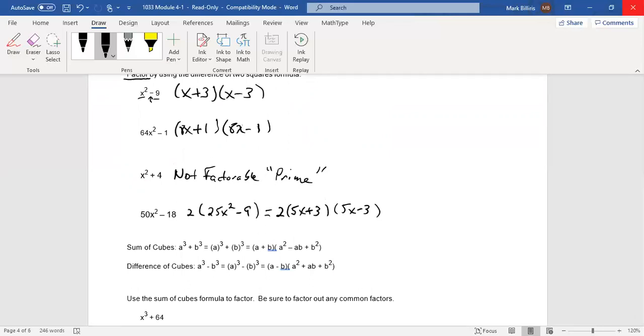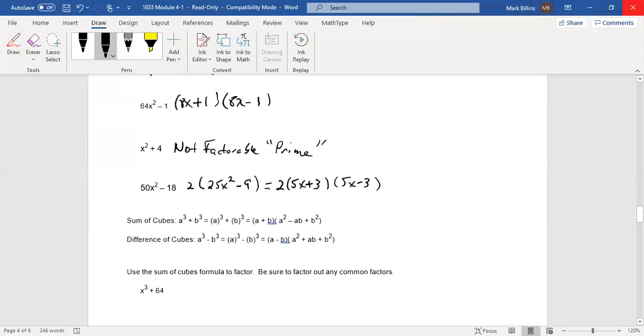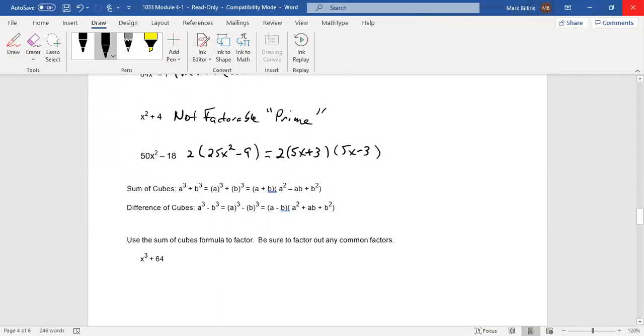So the whole thing behind this is being able to recognize the sum and difference of cubes. If we can identify it, then we're just going to follow the pattern. So what I'm going to do is look at a problem and show you how the pattern works. Here we have x cubed plus 64.